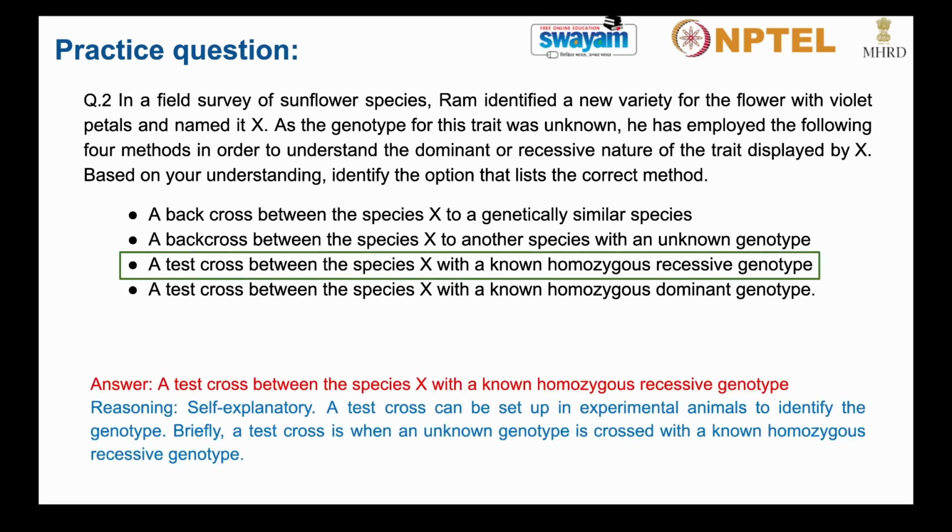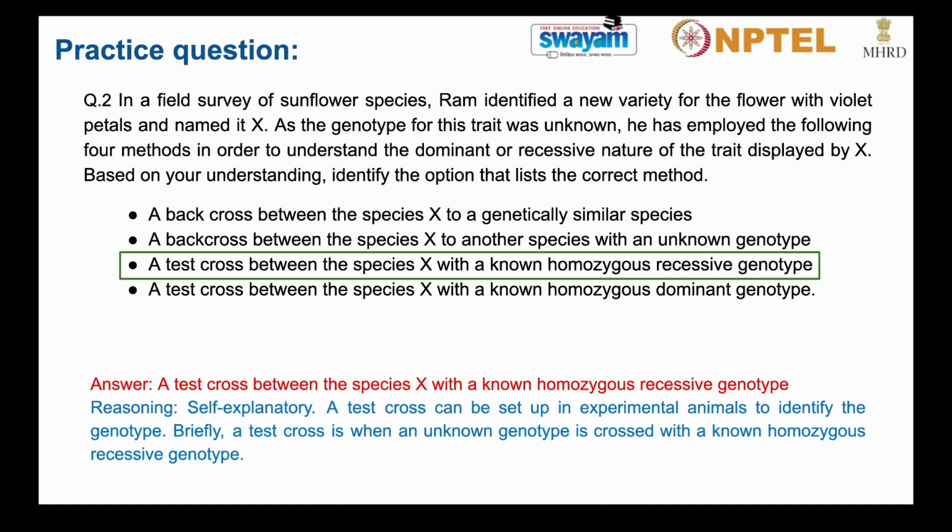So the correct answer will be a test cross between the species X and a known homozygous recessive genotype. We generally perform the test cross when we don't have the information about the genotype but we have the information about its phenotype. In that case, to identify the genotype of that unknown species, we cross it with the recessive genotype so that we can see the effect and trace the genotype.